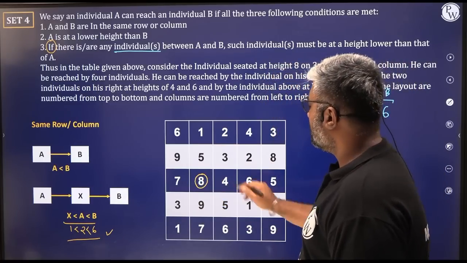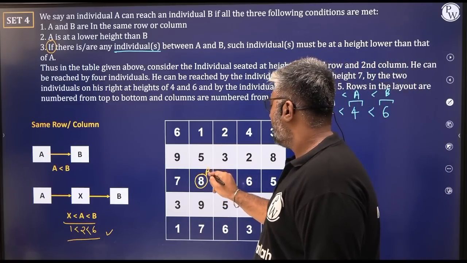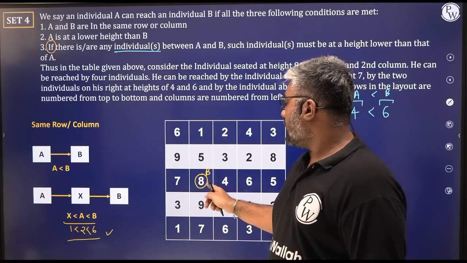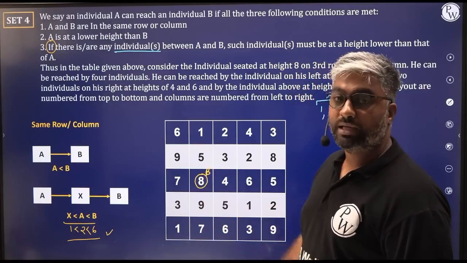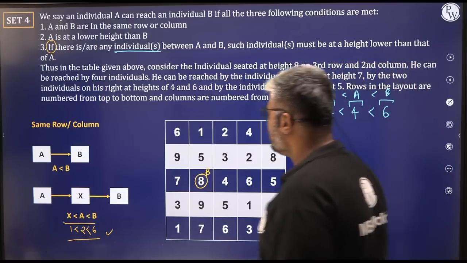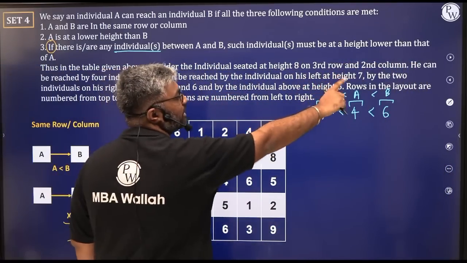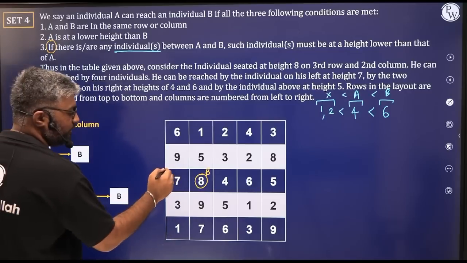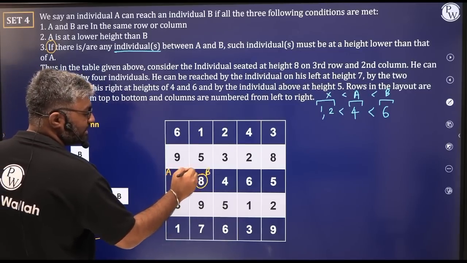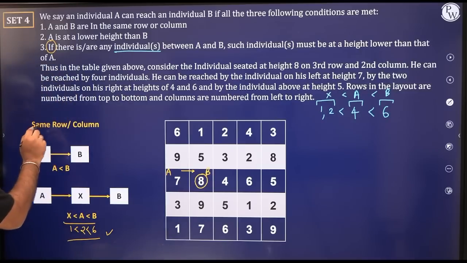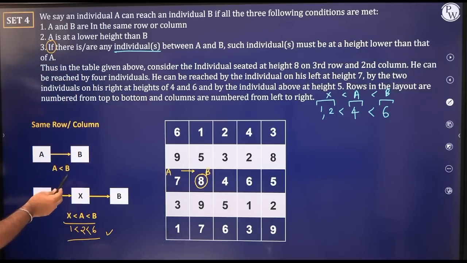Right. So here, if this is B, then we have to see from how many platforms people can reach B, right? So if A is here, they've told us he can be reached by the individual on his left at height 7. So if A is here, then this to this is possible. Yes, 7 to 8 is possible because they are in the same row and column and A is less than B. We don't have to worry about the third condition because there's nobody in between, right?